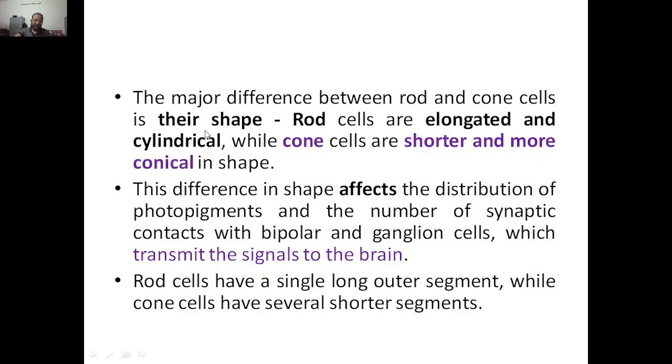Because of this difference in shape, the distribution of photopigments will be different. Because of this, the number of synaptic contacts with bipolar and ganglion cells, which transmit the signals to the brain, will be different. So we get sharp vision from the cone cells, and we get lower light vision from the rod cells. Rod cells have a single long outer segment, while cone cells have several shorter segments.